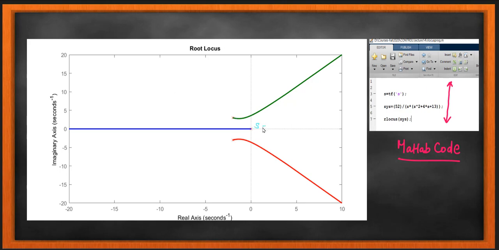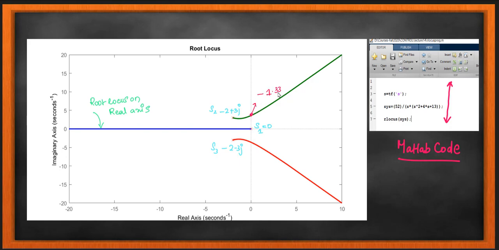Okay, so now this is the MATLAB code for this question. So if you see there, 52 divided by s into s square plus 4s plus 13. That is the system we have, and this is what MATLAB gives as a root locus. I've just done it in MATLAB. You can do it in Scilab also. For today's lecture I'll use MATLAB, and for the next lecture I'll show you how to do this on Scilab.